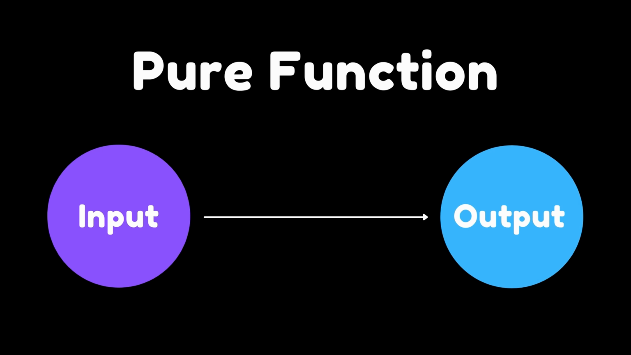The first technique we are going to discuss is called pure functions, or writing pure functions. And a pure function is a function that always has the same output given the same input. So it does not change anything outside of its scope, and it also does not depend on any outside variable that is not passed as an input.